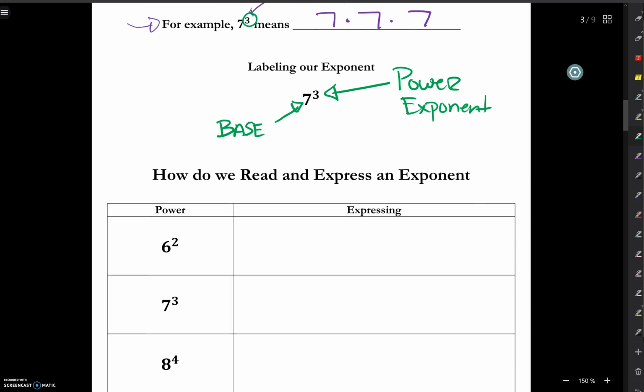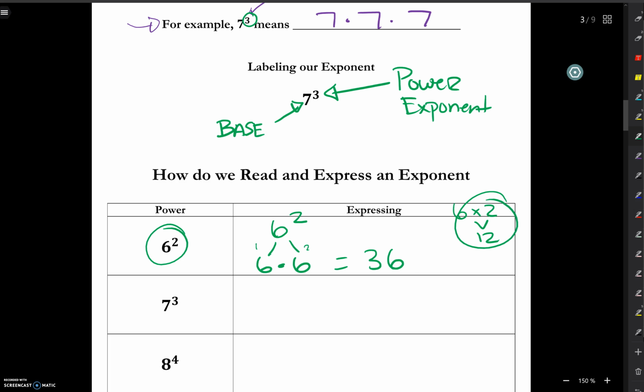So we have 6 to the power of 2. What does this mean? This means 6 times 6, 2 times. 1 time here, 2 times. 6 times 6 equals 36. Okay? It does not mean 6 times 2, which would equal 12. It does not mean that.